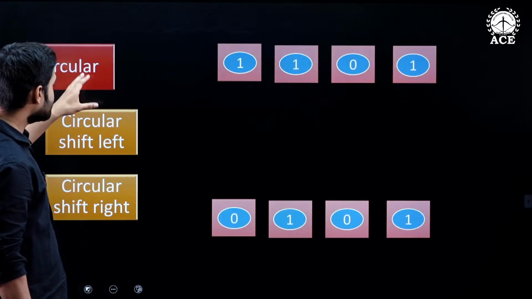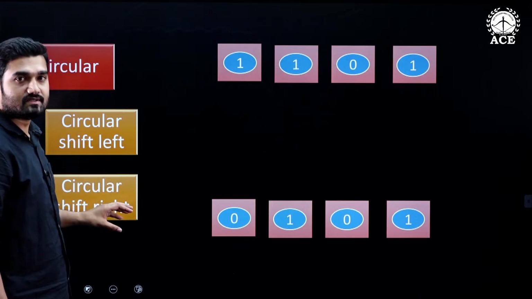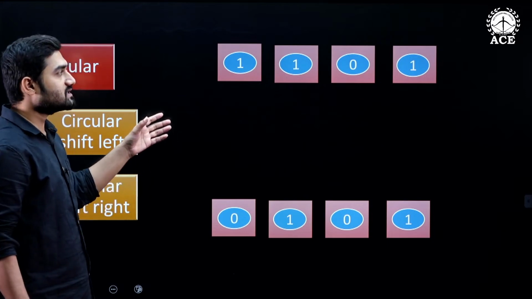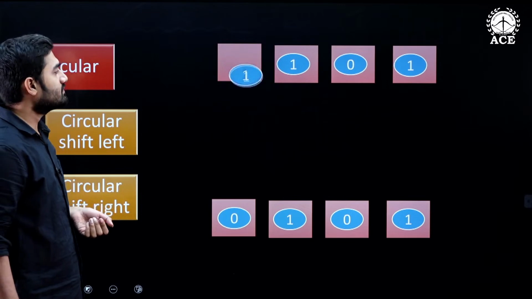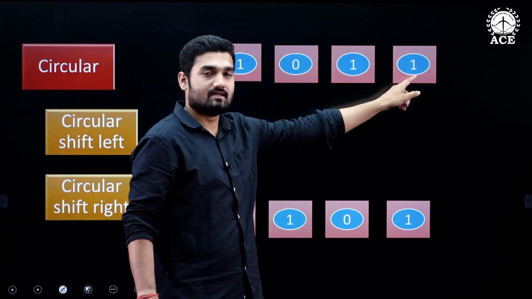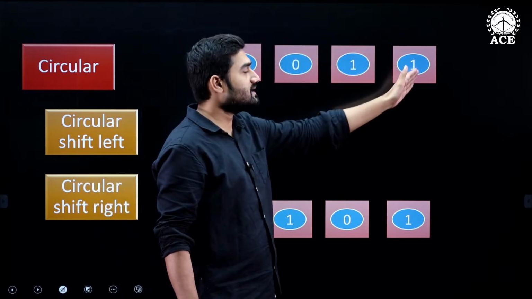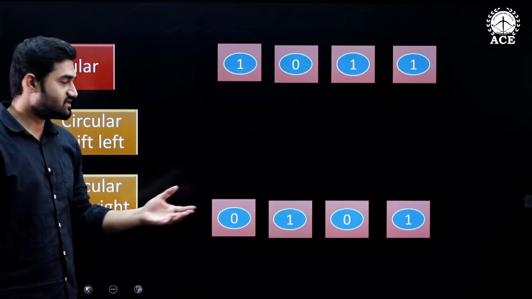Then there is the next one: circular shift left and circular shift right. How does circular shift work? Let us see the animation. See this part. The MSB content goes again to the LSB. Every bit is left shifted, but the MSB content goes again into the LSB part. This is the circular shift left. Circular shift right, see how.